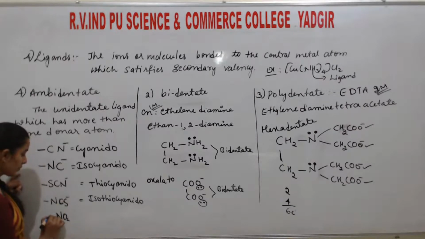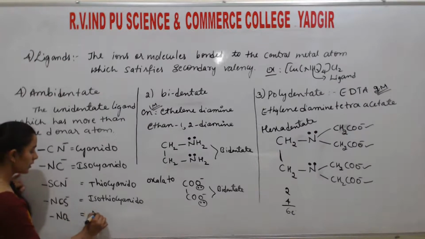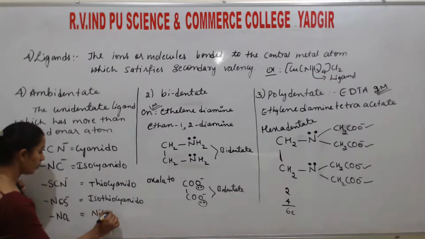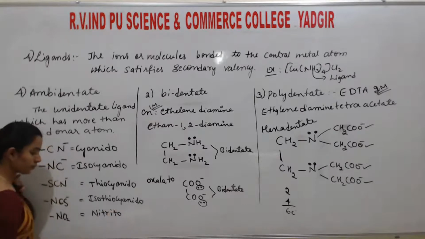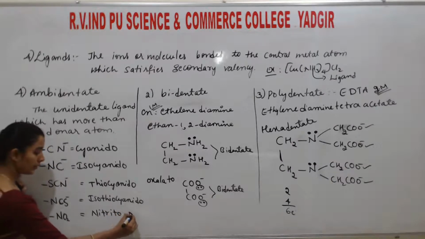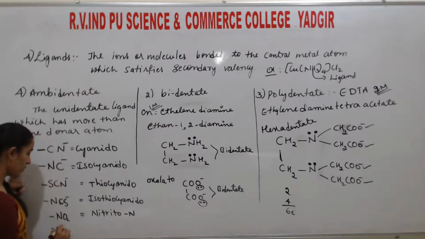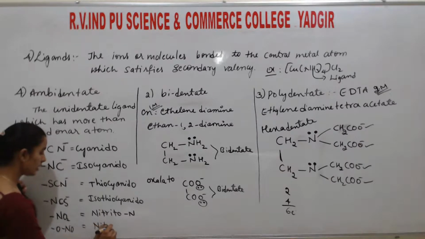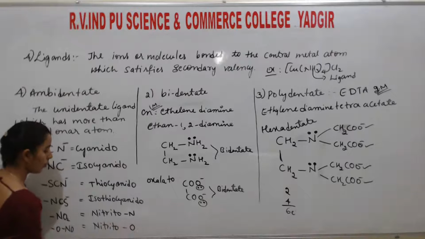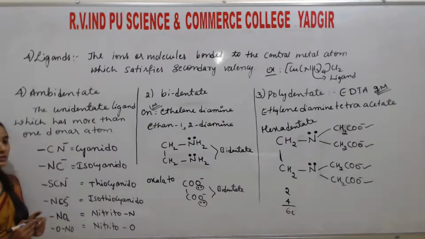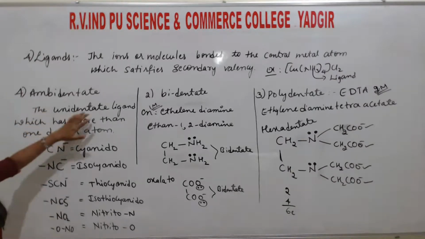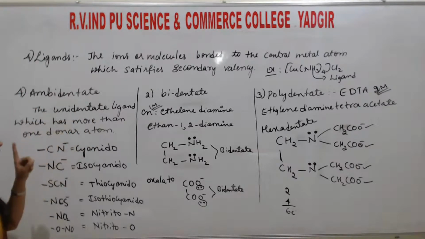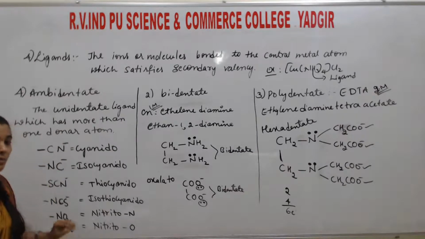NO2. If it is bonded through nitrogen, then it is nitro. If it is bonded through oxygen, then this is nitrito-O. Understood? So these are examples of the ambidentate ligands. The unidentate ligands which have more than one donor atom in the same ligand.